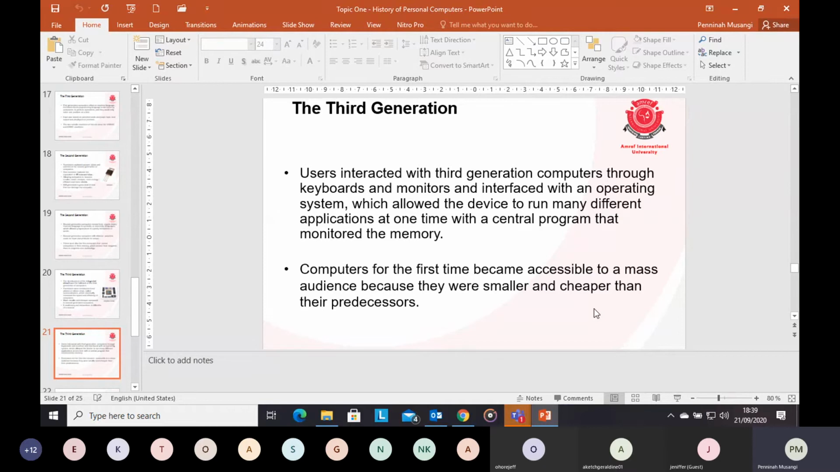So you could have many applications in one computer. You have word processing, you have Excel, you have web browsers, you have many applications. You can even install systems at your workplace, like a hospital management system, maybe an ERP, that is the electronic resource planning system. So you have many different applications within the same machine. And this is the time computers for the first time became accessible to a mass audience, or to the public, because they were much smaller and cheaper than their predecessors, the first and second generation of computers.